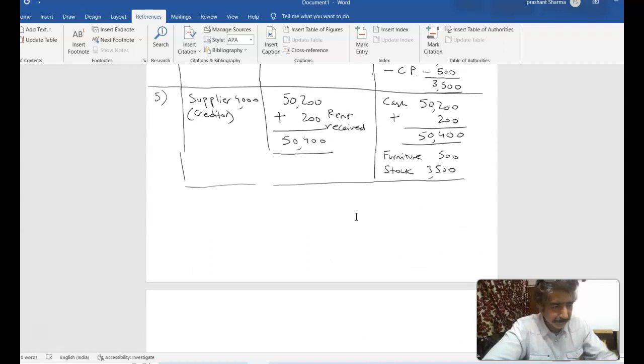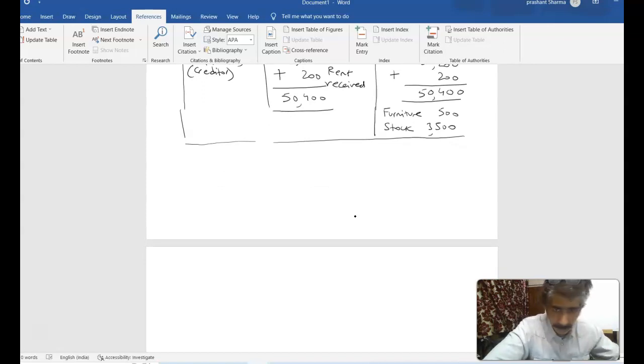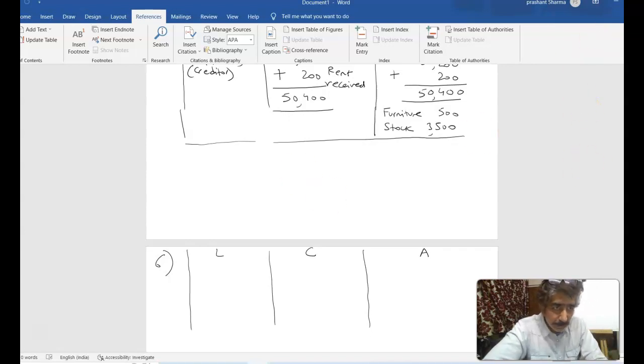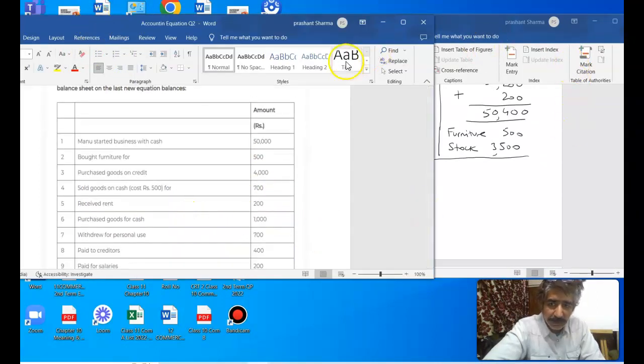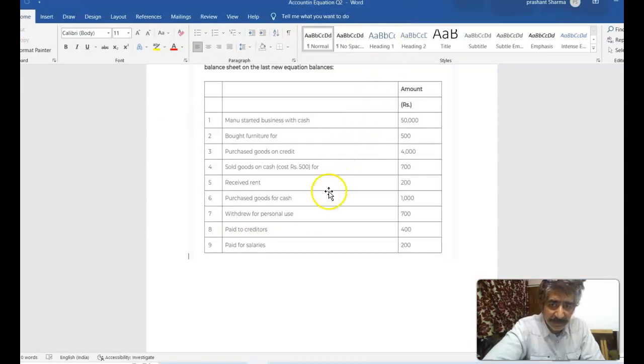On the next page, I need to show you the sixth transaction, which I'm going to read through. It's in continuation, children. I'm just writing in abbreviated form: L for liabilities plus capital is the middle column, and here it's the assets column. Okay, in continuation. So let's refer to the question. We are on the sixth one. I'll maximize the screen.